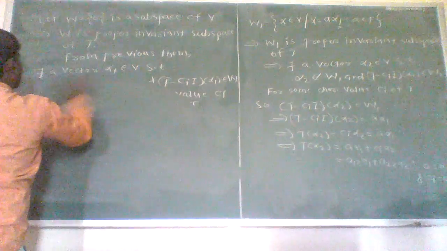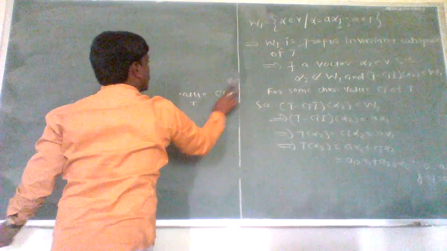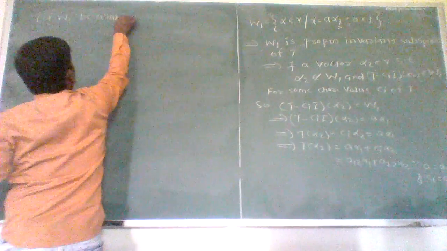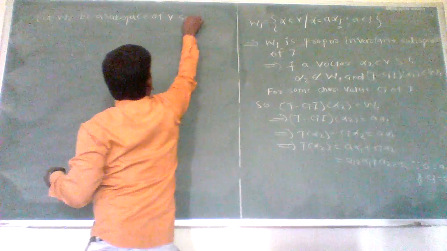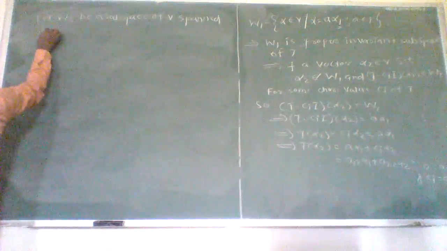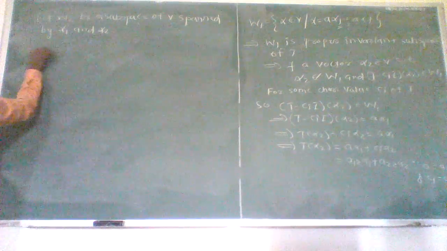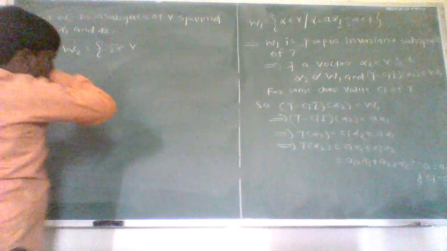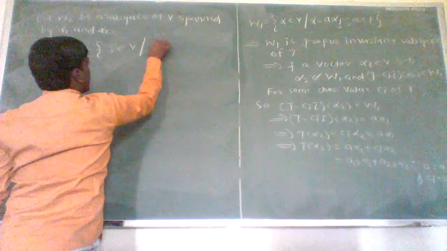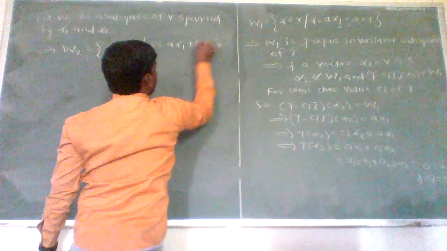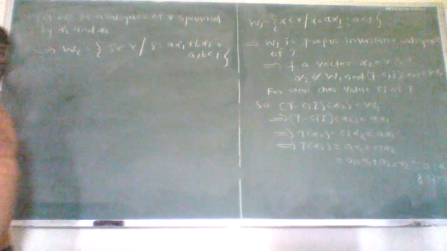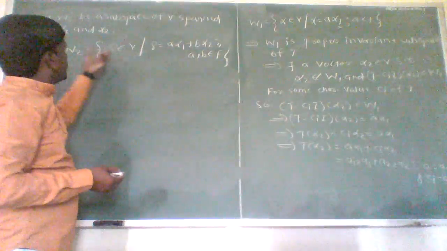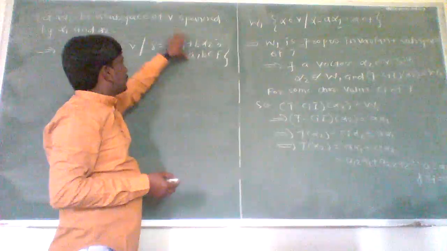Now construct one subspace. Let W2 be the subspace of V spanned by alpha 1 and alpha 2, which implies W2 contains all gamma belonging to V such that each gamma can be expressed as a alpha 1 plus b alpha 2, where a, b belong to the field. Therefore, W2 is a subspace of vector space V such that each gamma belonging to W2 can be expressed as a alpha 1 plus b alpha 2, since it is spanned by the two vectors alpha 1 and alpha 2.